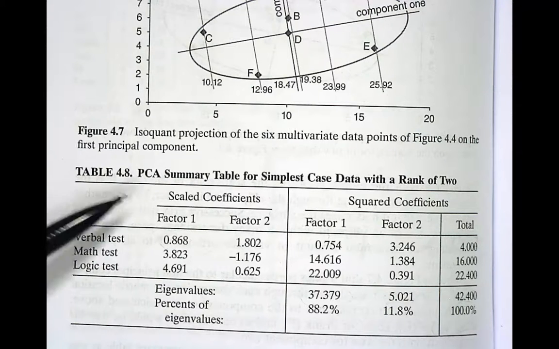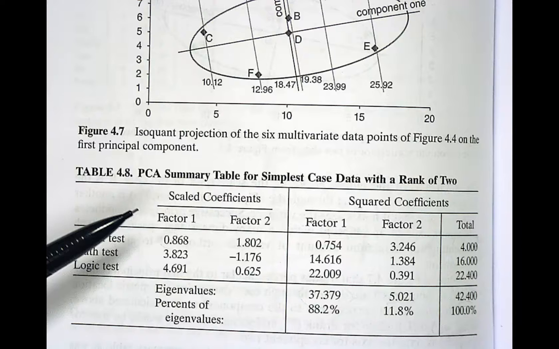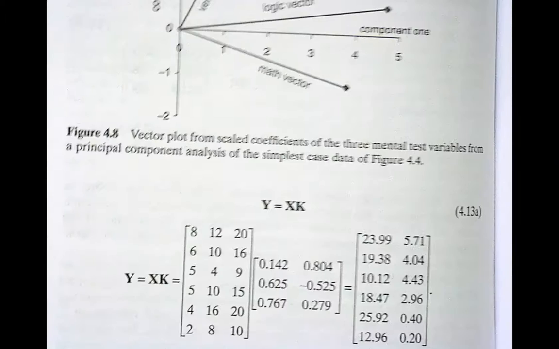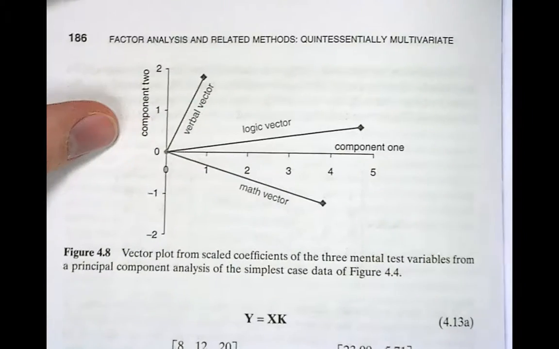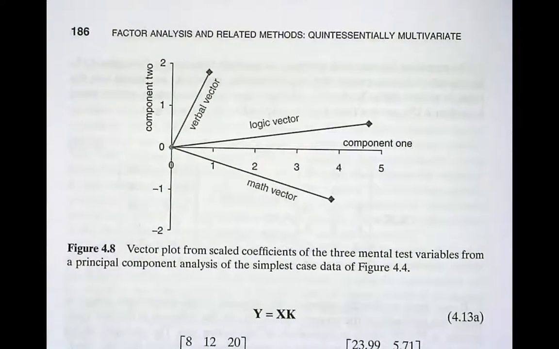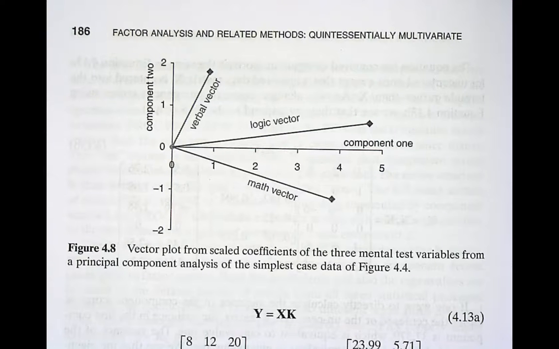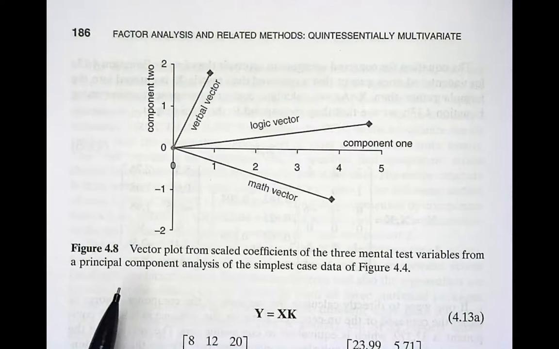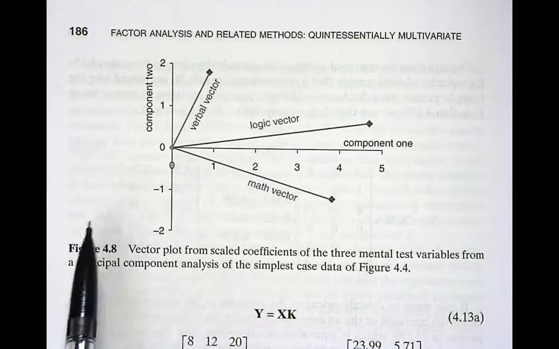Now, the scaled coefficients that we have here in the PCA summary table can be used to create a vector plot of the three variables within the principal component space, which is going to be here. Now the values in that table are coordinates of the three variables with regard to the two orthogonal axes, axis 1 and axis 2. Or you can just say component 1 and component 2.